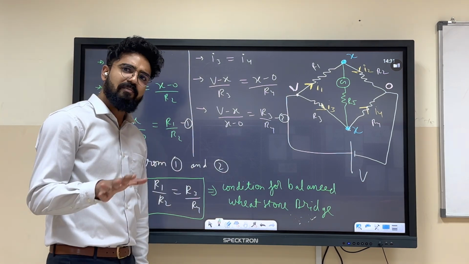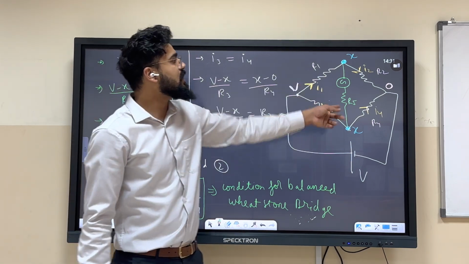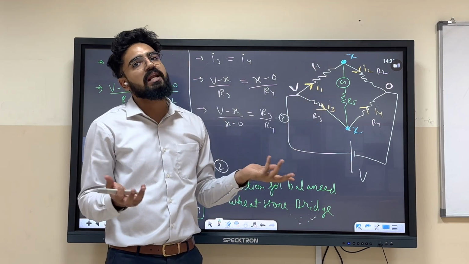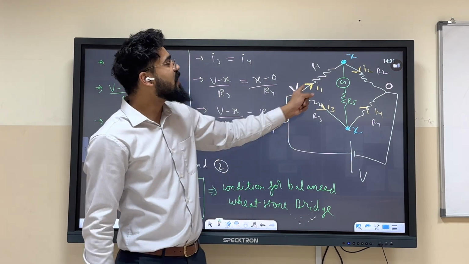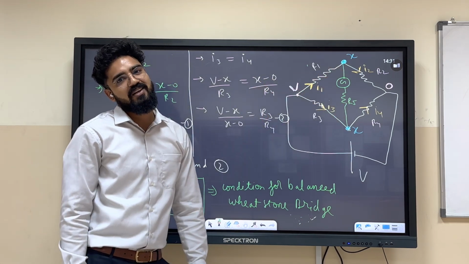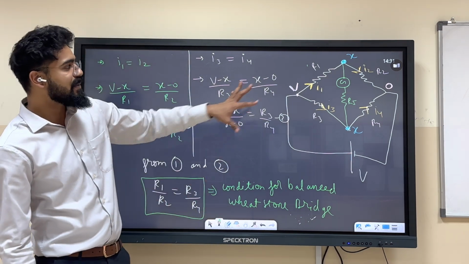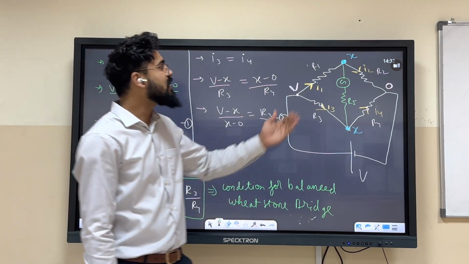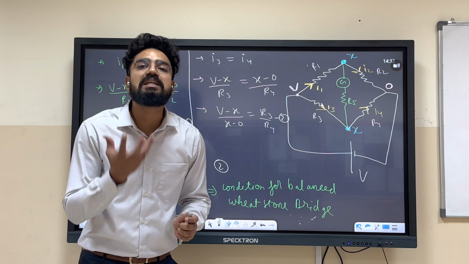Whenever the question comes, check this: if this upon this equals this upon this, then obviously R5 you can neglect it. None of the current is flowing through it, so you can neglect it. Do you know what? By doing this, the whole question will be really easy. How? Because now R1, R2 are in series, R3, R4 are in series, and the whole combination is in parallel. So for every question in this format, if the picture is like this, check if R1 upon R2 equals R3 upon R4, then it is a balanced Wheatstone bridge, and it is very easy to solve.